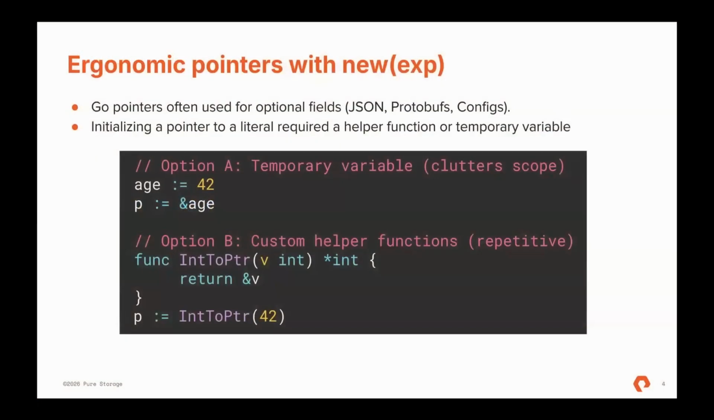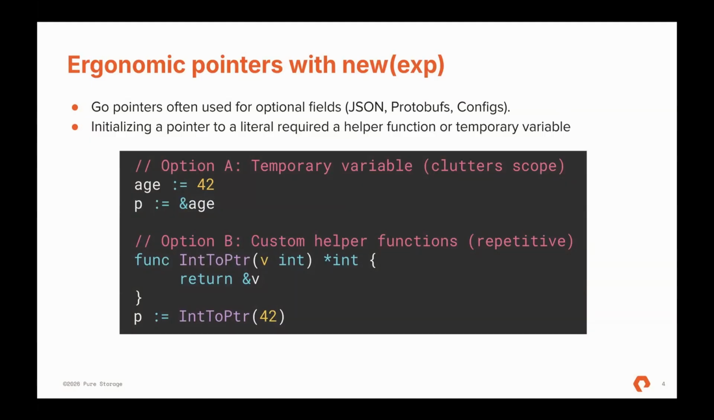So we have one small feature which will be, I think, welcomed by a lot of people, especially developers or projects that are working with JSON or protobufs, where there are a lot of pointers and where you need to assign static values or expressions, especially in testing. Up until now, it was not possible to assign a pointer to a value or expression, so we had to do various workarounds, like creating a temporary variable, like age 42, and taking a pointer.